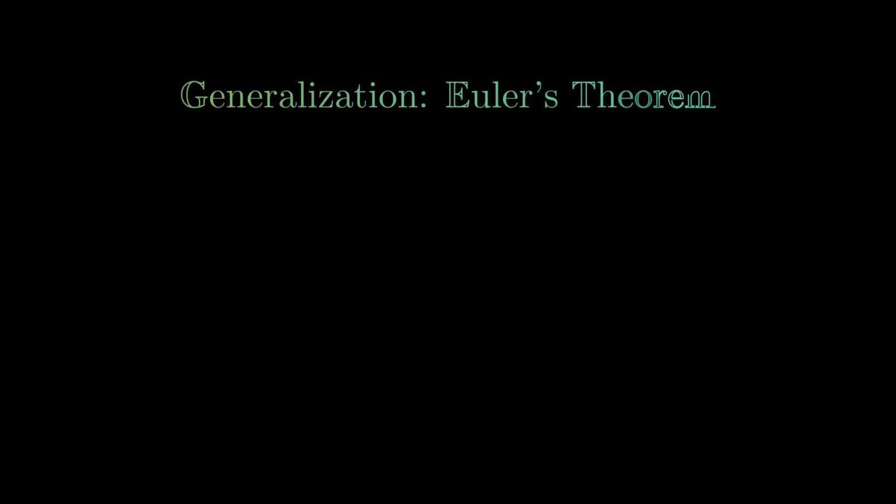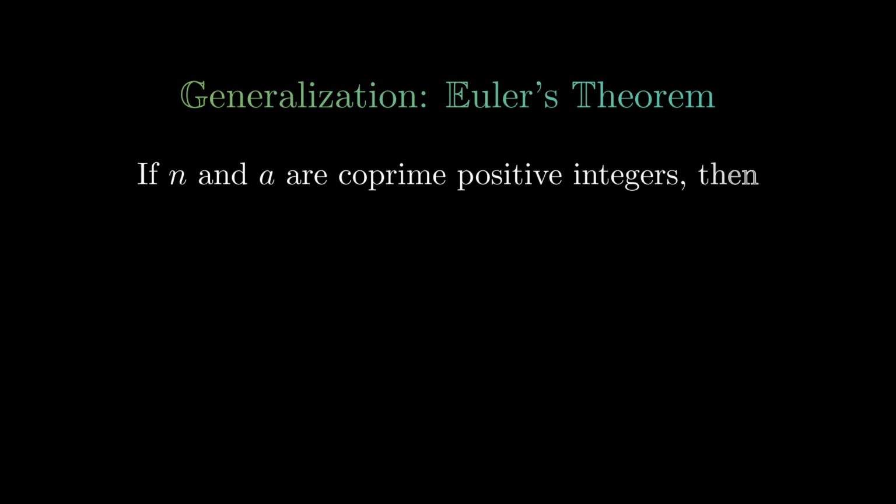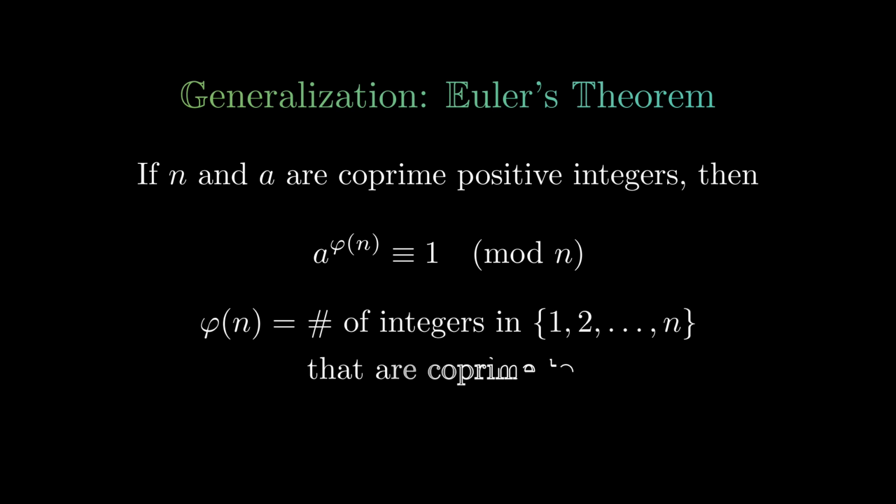Euler's theorem is a generalization of Fermat's little theorem. It states that if n and a are coprime positive integers, then a^φ(n) is congruent to 1 modulo n, where φ denotes Euler's totient function. φ(n) is defined to be the number of integers between 1 and n that are coprime to n.